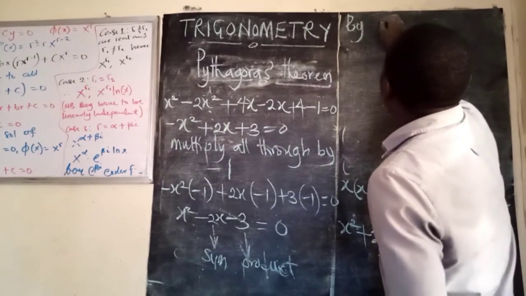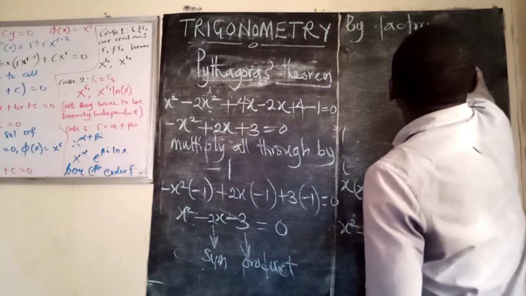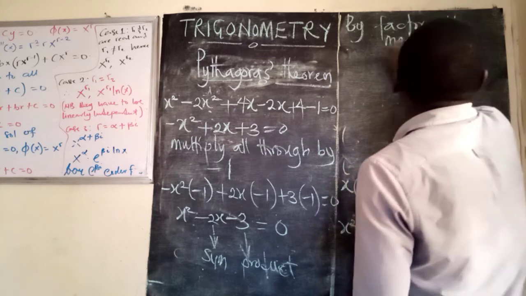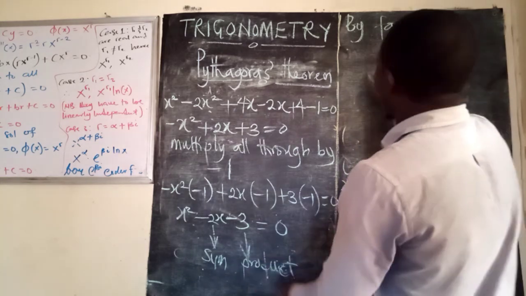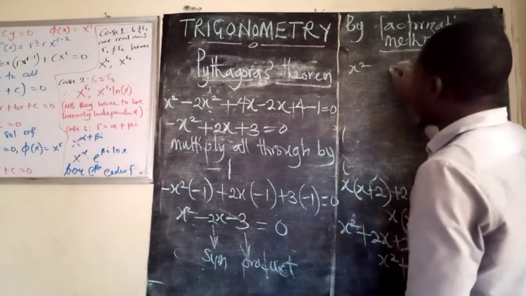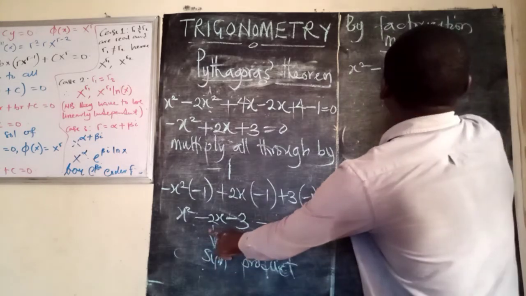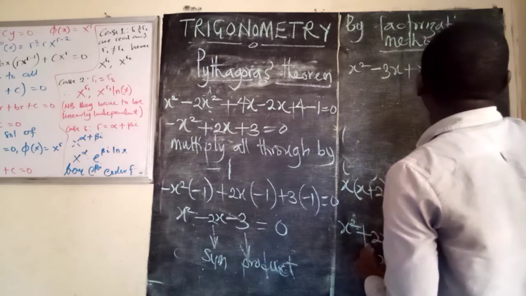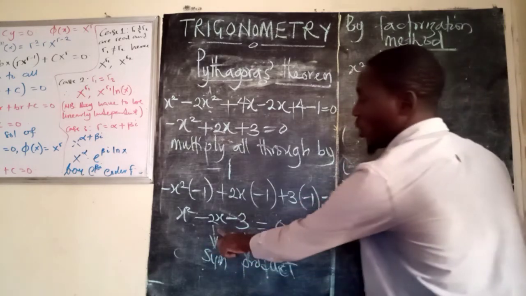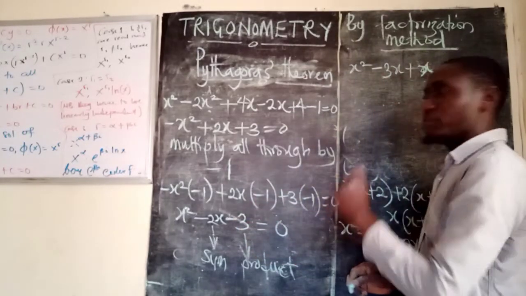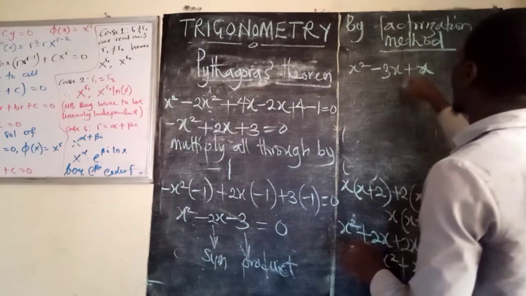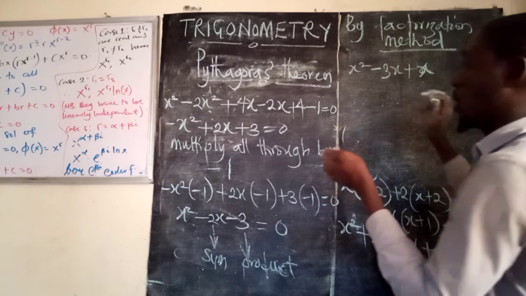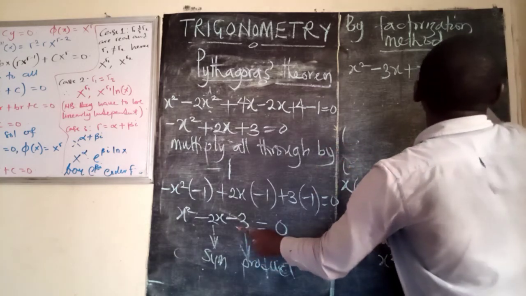By factorization method, we have x squared plus, this is minus, we have chosen minus 3 plus 1, minus 3x plus x. Those are the two factors, because minus 3 plus 1 is minus 2, and minus 3 times 1 is minus 3. So minus 3x plus x, which is minus 3 plus 1, those are the two numbers that we have chosen. Then minus 3 equals to 0.